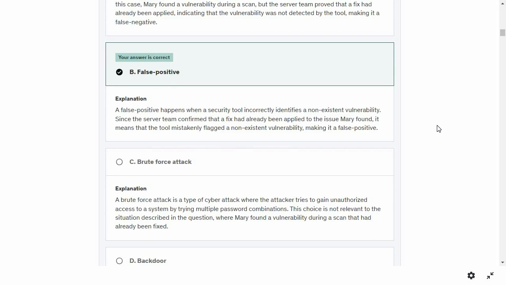Answer number 2, false positive. A false positive happens when a security tool incorrectly identifies a non-existent vulnerability. Since the server team confirmed that a fix had already been applied to the issue Mary found, it means that the tool mistakenly flagged a non-existent vulnerability, making it a false positive. This is the correct answer for this scenario, false positive.